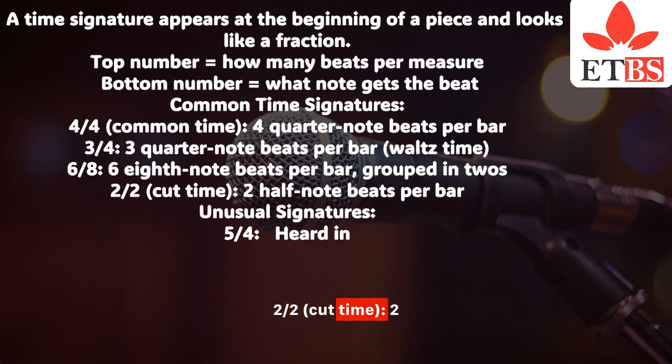2/2, cut time, 2 half note beats per bar. Unusual signatures: 5/4, heard in Dave Brubeck's Take Five. 7/8, often found in Balkan and progressive rock music.